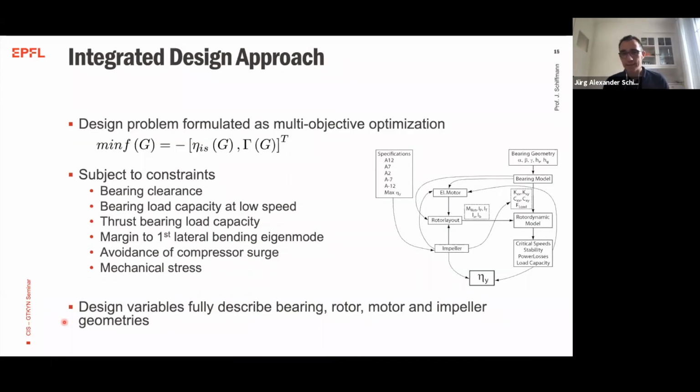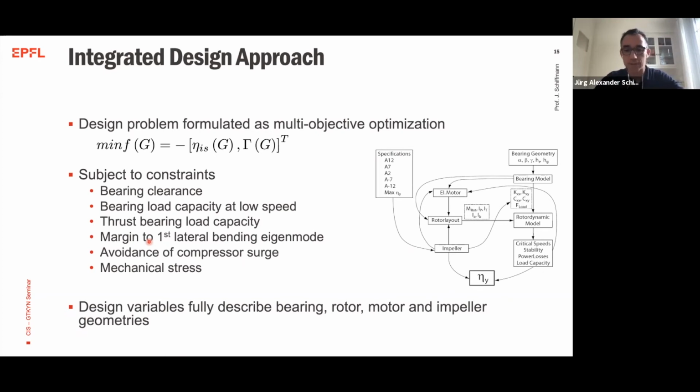Now, the way we tackle that is rather than doing this optimization manually, we have formulated the design problem as a multi-objective optimization, where we define objective functions. Here, it's maximizing the efficiency and maximizing a rotordynamic performance metric, where both of these functions are dependent on G, where G is the design variables that fully describe the bearing, the rotor, the motor, and the impeller geometries. For every one of these geometrical sets, we calculate these performance metrics, and we feed that function to a multi-objective optimization algorithm that is, of course, subject to certain constraints that make sure that the solution is feasible from a manufacturing point of view, the bearings generate sufficient load capacity, and that the mechanical stresses are within the limits of the selected materials.